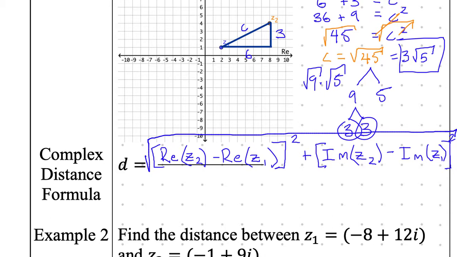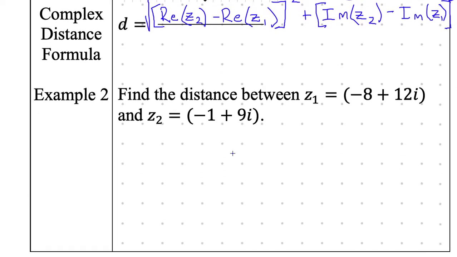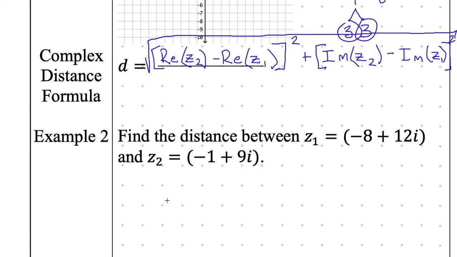Of course, graphically, it looks a lot easier than this complex formula. So if you can somehow picture this and make the right triangle, that's one way to do it. If you can't do that, then we have a fancy-dancy formula that you guys made yourselves to find the distance. All right, let's see if we can apply one of those 2 concepts to example 2.